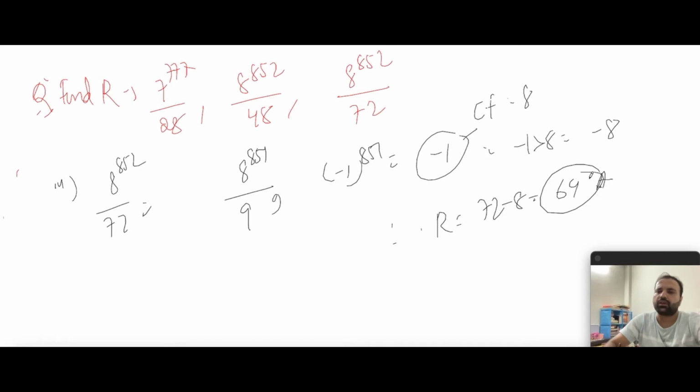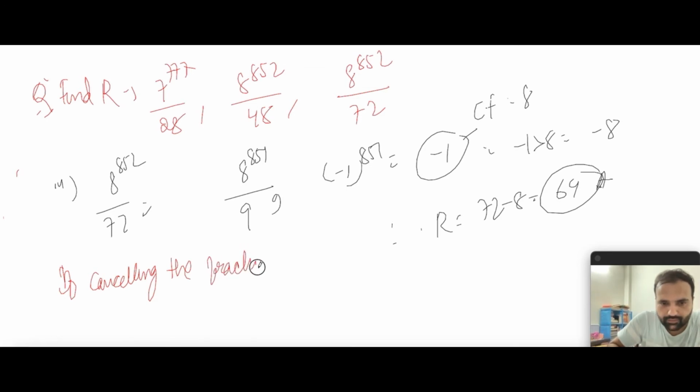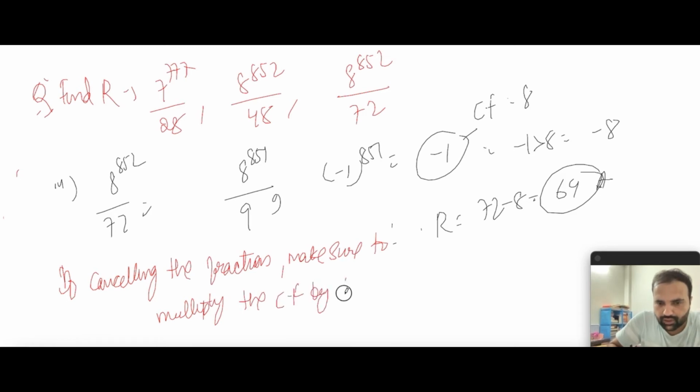Okay, the simple concepts. A remainder can never be negative. Simple concept. If we are canceling the fraction, make sure to multiply the cancellation factor by the remainder. Very important. Don't miss it. If you miss it, you're gone. Dead. There's nothing that can be done. So I hope this concept would be clear to you as well.